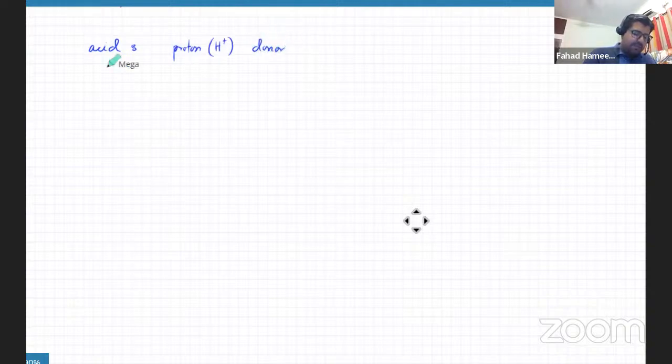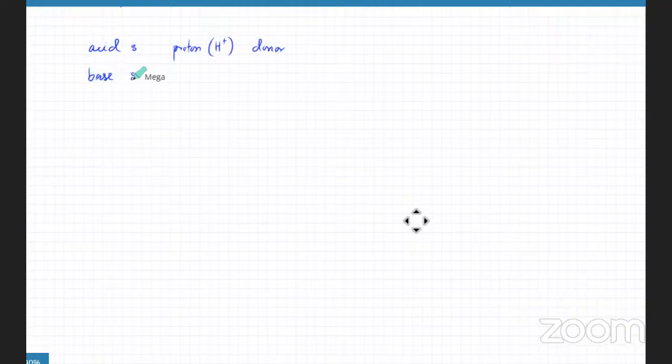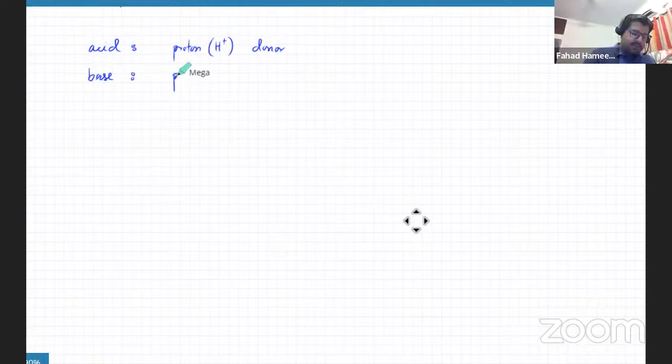And what's a base? Proton acceptor. That's some random molecule that is capable of accepting a proton or accepting an H+1. So remember, there are infinite possible molecules that are acids, and there are infinite possible molecules that are bases.